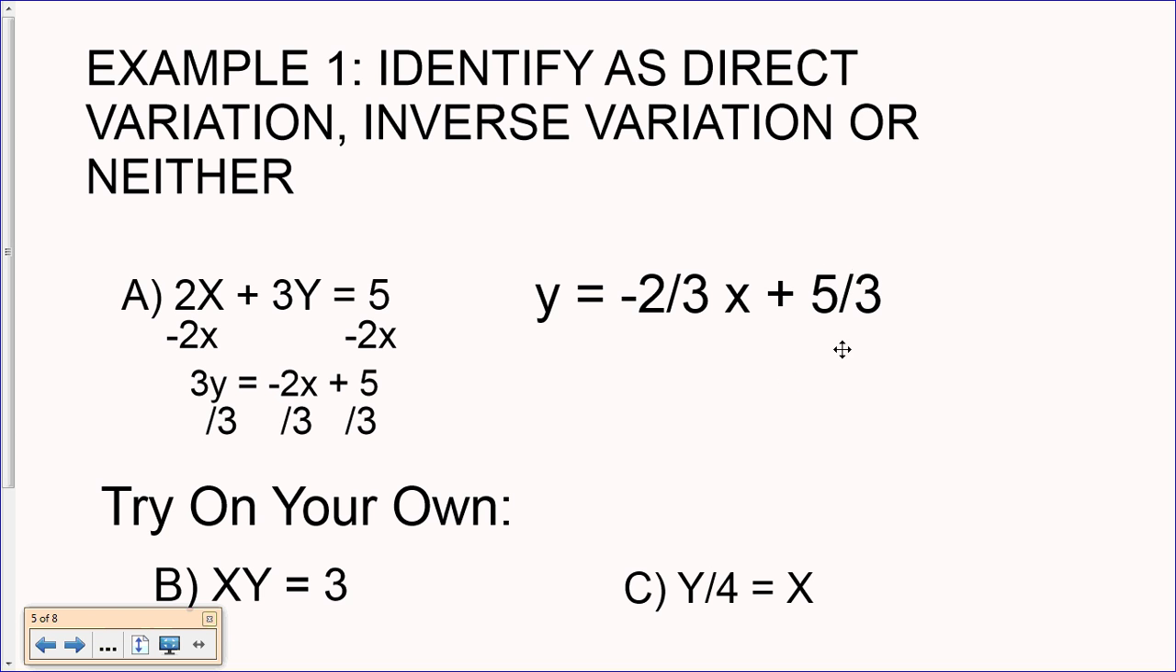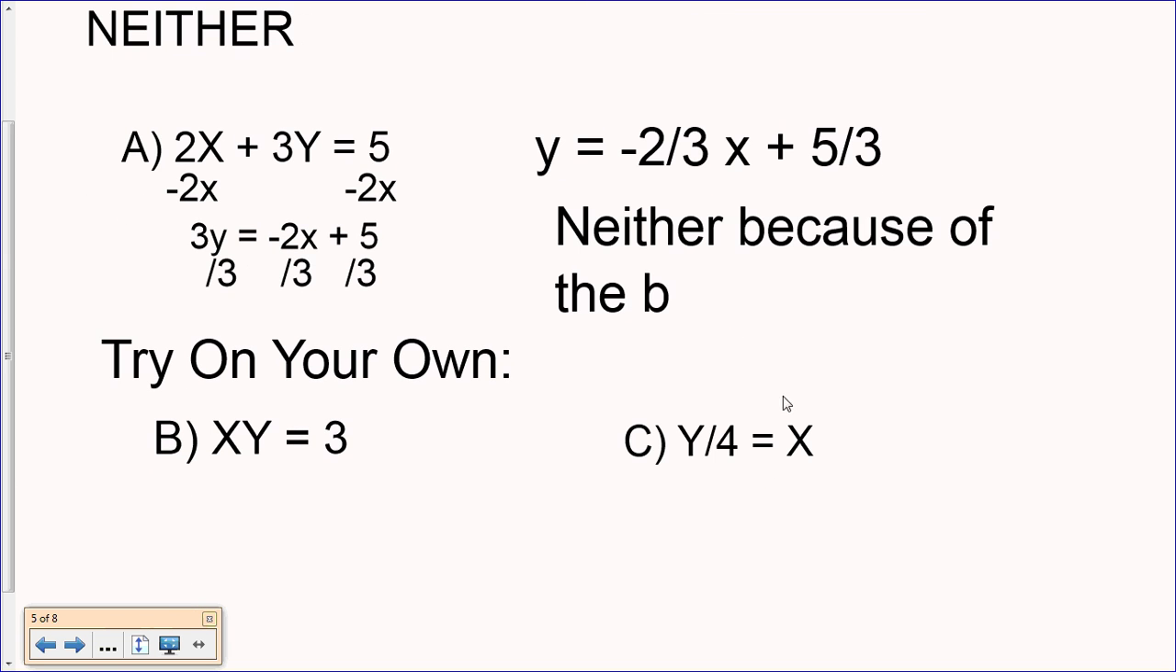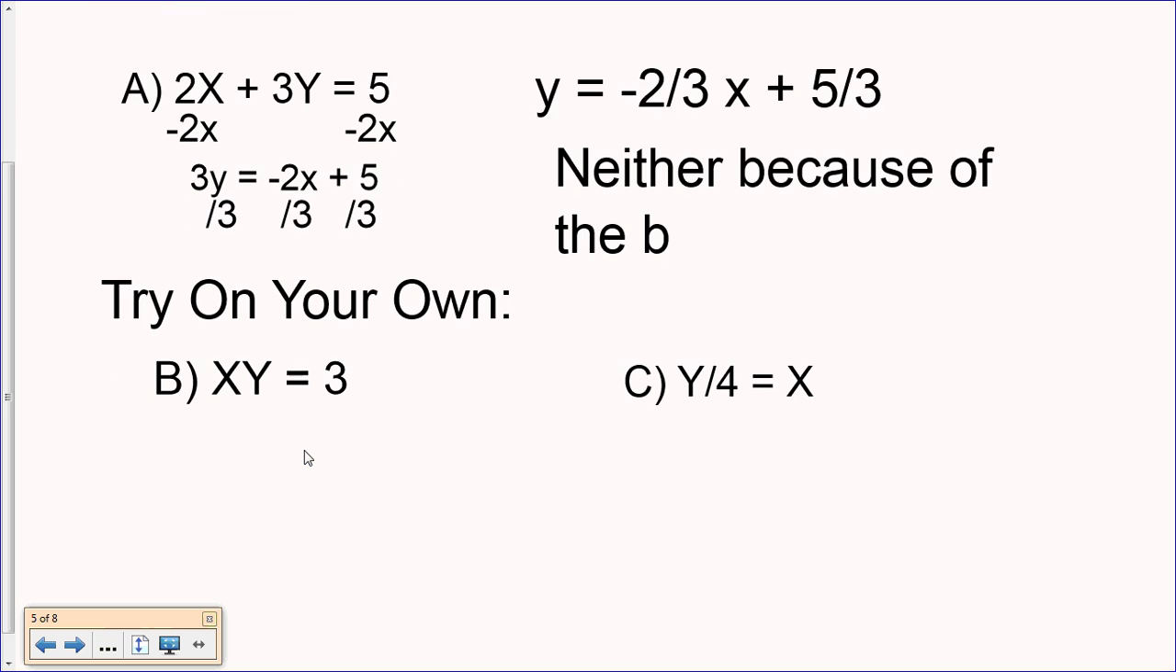Now that does not look like our inverse variation, and it doesn't look like our direct variation because it has this y-intercept. Okay? Hopefully you notice the inverse variation doesn't have a y-intercept either. Okay? So anything with a y-intercept is not a direct or inverse variation. Alright? So now you're going to go ahead and try these two on your own. When you come back, I'll have answers for you. Hopefully. Yep, I do.